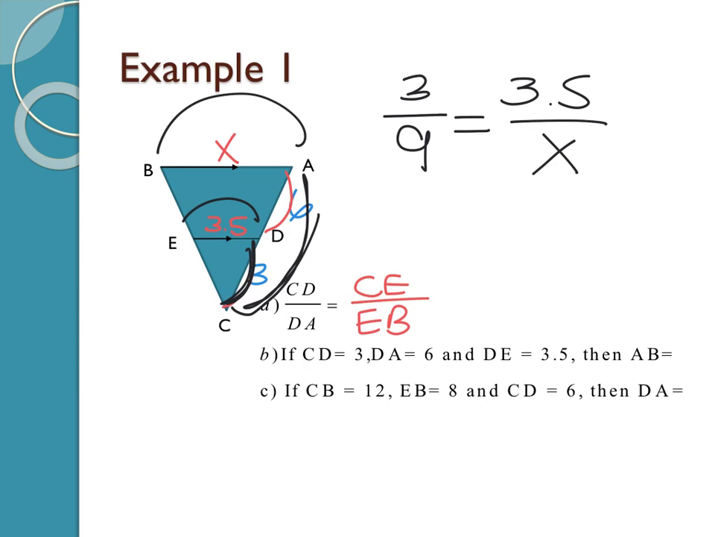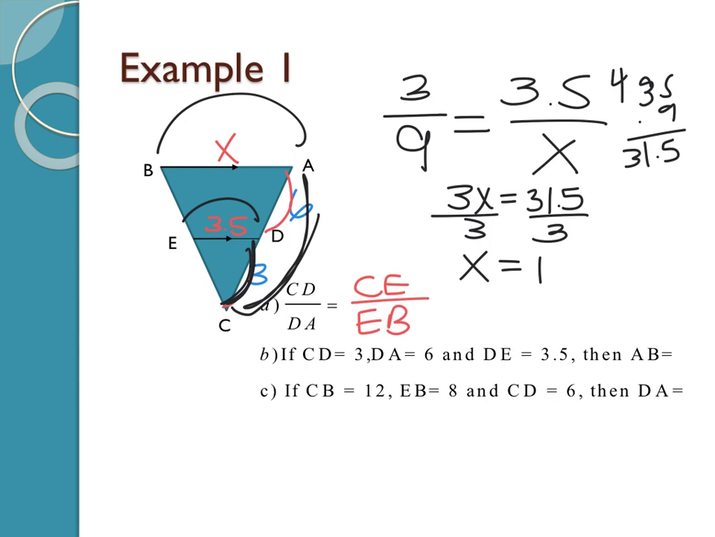So I'd have to cross multiply here. 3x would equal 3.5 times 9, so 31.5. And then divide by 3. And then let me clear that off.